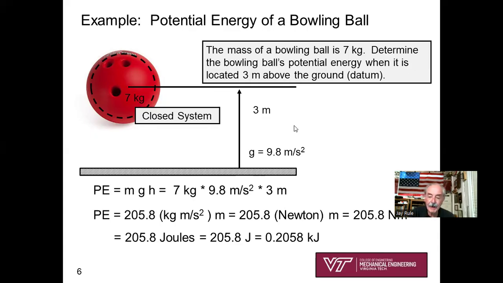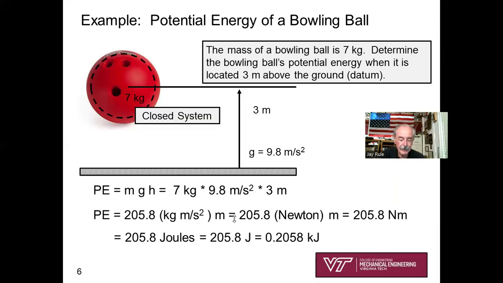Even though it's not given in the problem statement, I know that bowling balls exist on the Earth. And I guess I'm not familiar with any other bowling balls that exist that are not on the Earth. So I think we're safe on that. Okay, potential energy, our fundamental is mgh. Okay, m, 7 kilograms. g, 9.8 meters per second squared. h, 3 meters. All right, let's do the math and string our units along. 205.8 kilograms meters per second squared times meters.